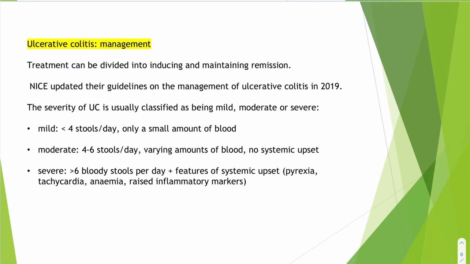So moving on to the management. Treatment can be divided into inducing and maintaining remission. NICE updated their guidelines on the management of ulcerative colitis in 2019. And severity is usually classified as mild, moderate, severe, and we already talked about it. Mild is less than 4 stools per day, only a small amount of blood. Moderate is 4 to 6 stools per day, varying amount of blood, no systemic upset. And severe is more than 6 bloody stools per day, plus features of systemic upset. And we already talked about what the systemic manifestations were. You may have fever, tachycardia, anemia, or raised inflammatory markers.